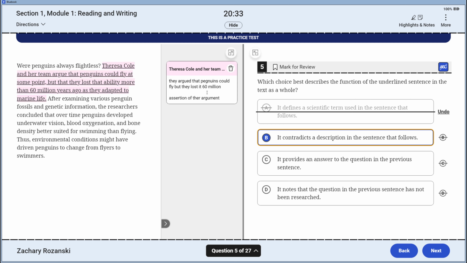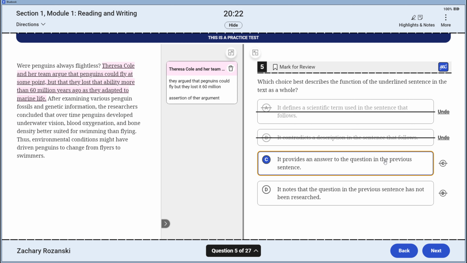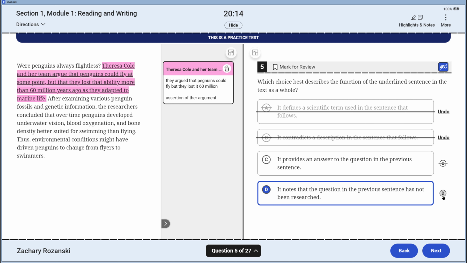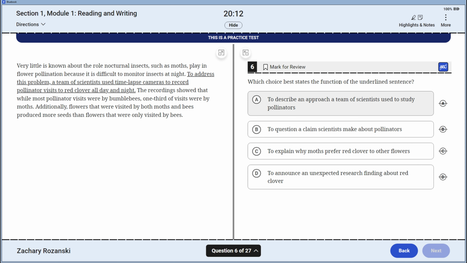So contradiction would mean that the following statement says they did not adapt to marine life. After examining various penguin fossils and genetic data, the researchers concluded that over time they developed underwater vision, blood. So it's not contradicting, it's supporting. So C's on the table. Let's look to D. It notes that the research question in the previous sentence has not been researched. No, they argue, so it has been researched. So C's got to be right.